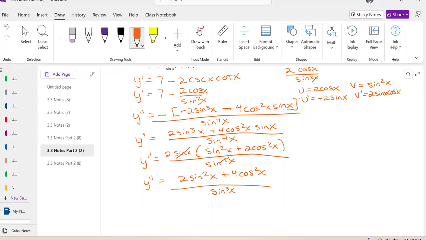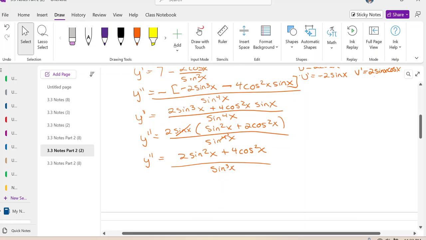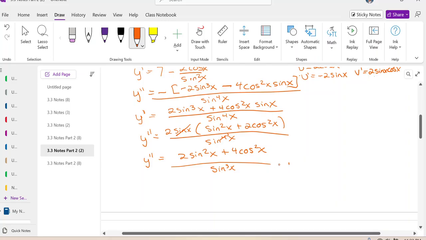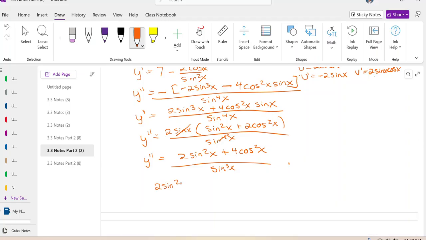So remember, for concavity, you want to know where the double derivative would make it equal to 0 or undefined. Well, with fractions, you have to ask yourself, can 2 sine squared plus 4 cosine squared equal 0? And understand that if you're squaring the cosine and sine and adding them together, you will never get 0. You'll always get a positive number. So here, this does not exist.